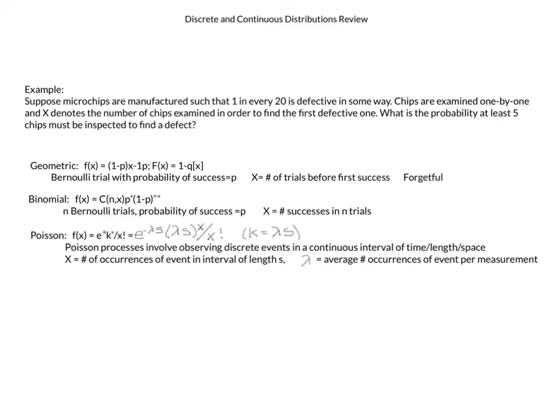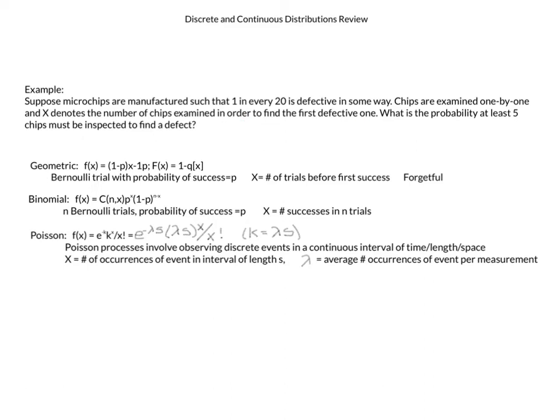So each time we pick up a chip, if we say it's good, that's considered a success. If it's defective, well, actually in this case, since we're looking for a defective one, maybe we want to say if it's defective, that's a success. And if it's not defective, that's a failure. You can really write it either way. But for now, let's just say our success is finding a defective one. So now all we need to know is is this geometric or binomial. So here we're looking at the number of chips examined to find the first defective one.